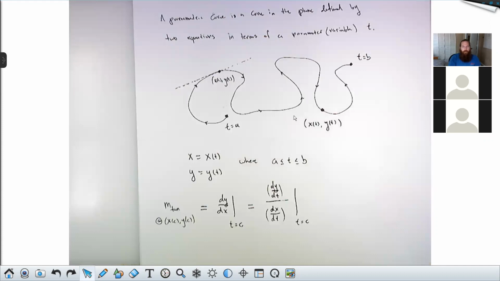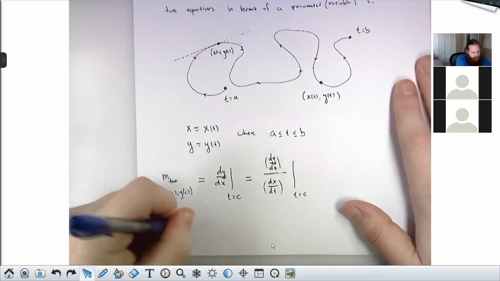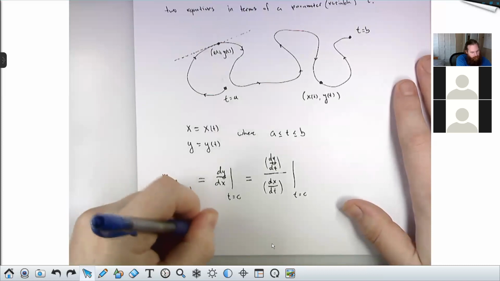So you can do things like find horizontal and vertical tangent lines. We do that in the video that I posted on Monday. You can also find areas, the area under the parametric curve.